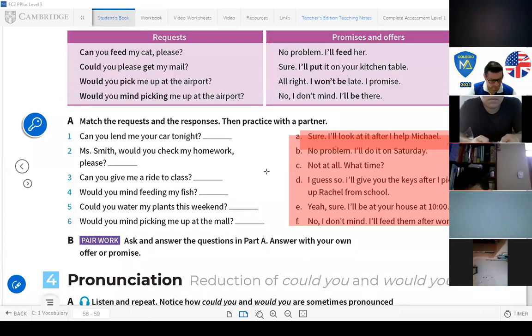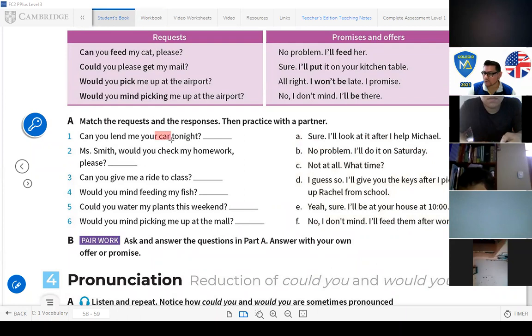Okay, if we're talking about a car, we need some keys, right? And I think the correct answer is, I guess so, ¿no? Can you lend your car? ¿Me puedes prestar tu car? I guess so, ¿no? Imagino que sí, ¿no? I'll give you the keys after I pick up Rachel from school, ¿no? Te daré las llaves after I pick up, después de recoger a Rachel, ¿no? From school. And this is letter D.